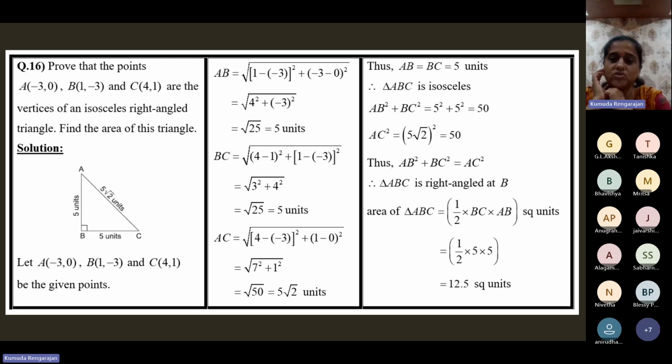Isosceles means two sides should be equal. Right angled, so you should check Pythagoras theorem. Isosceles, two sides equal. Right angled triangle, you must check Pythagoras theorem. If both are satisfied, then it's a right isosceles triangle. Yeah, please work.